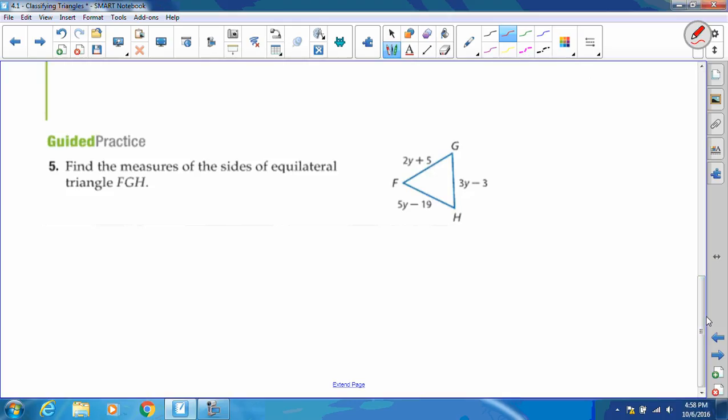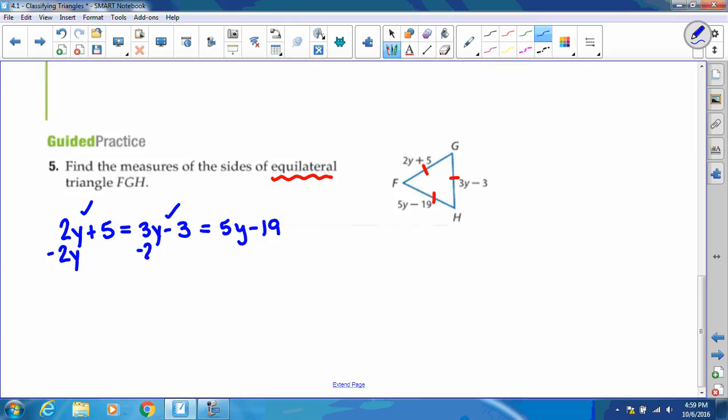Okay, number 5, this one says find the measures of the sides of equilateral triangle FGH. So this is our keyword equilateral, which means I should mark immediately in my picture all of my sides are equal. And it doesn't matter which two you pick. Essentially, the way this equation works is all of these measures are going to be equal to each other. But to solve it, we just need to pick 2. So I'm just going to pick these 2 right here that I have left and right. So I'm going to subtract 2y on both sides. So I have y minus 3 is equal to 5. And then I'm going to add 3 to both sides. So y would be equal to 8.